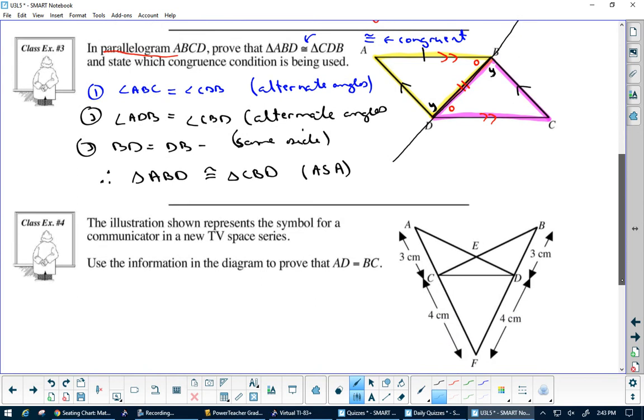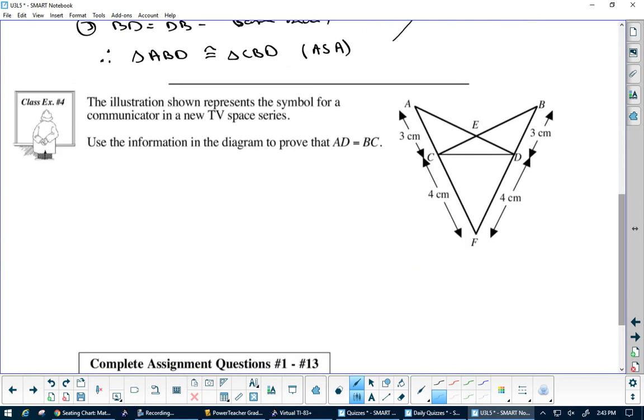Okay, let's do one more. Let's really dig deep on this one because it's not as easy as the last one. I need to prove that AD, so from here to here, is equal to BC. So here's a proof in which you just can't get out your ruler and measure it. So we're looking for AD is equal to BC. How can I prove those two sides are the exact same length?